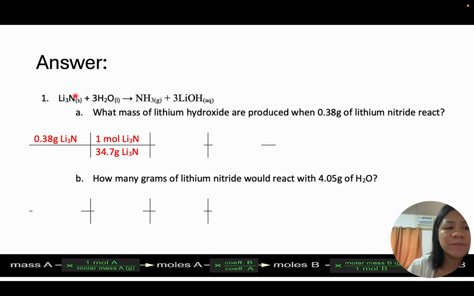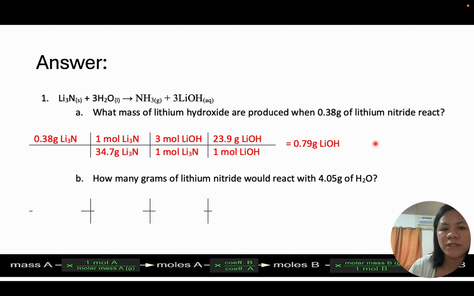For the lithium nitride, we have 1, so we put it in our denominator. And 3 for lithium hydroxide. Then the next step, we look for the molar mass of lithium hydroxide, which is 23.9 grams. If we multiply and divide, 0.38 times 1 times 3 times 20.9 divided by 34.7, we get 0.79 grams of lithium hydroxide.